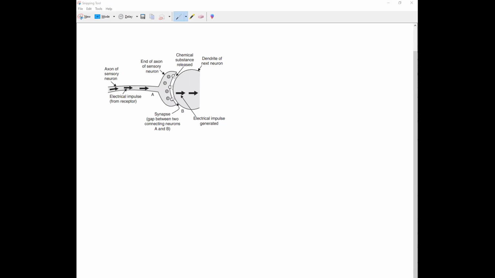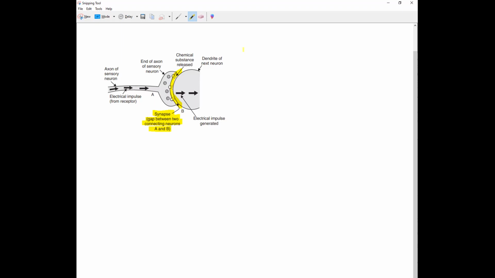This gap we call something. What is that gap we used to say? That gap is called the synapse, between the two connecting neurons A and B. So here there is a fluid which is secreted. What is that fluid we call? All of you? Yes, please. A chemical substance. What is the fluid called?